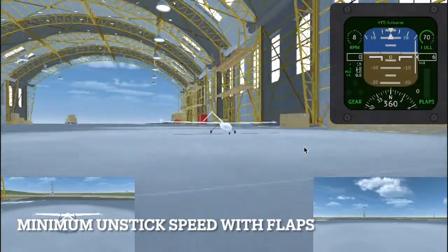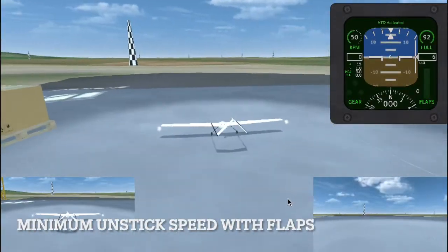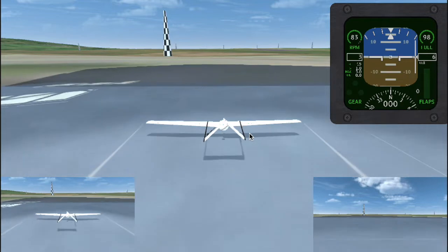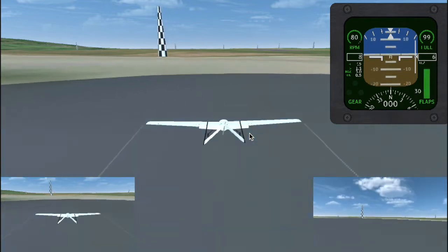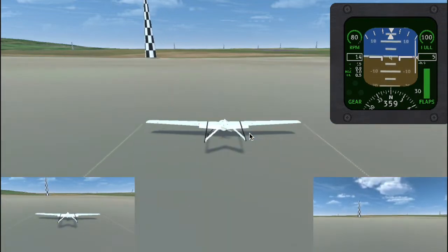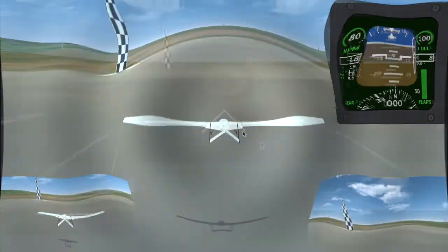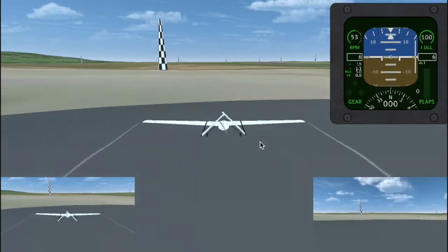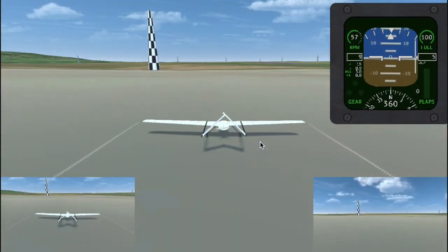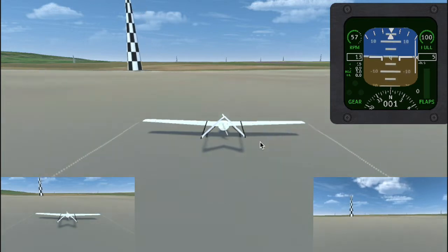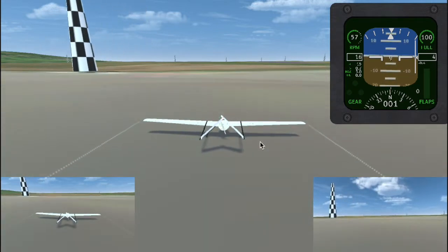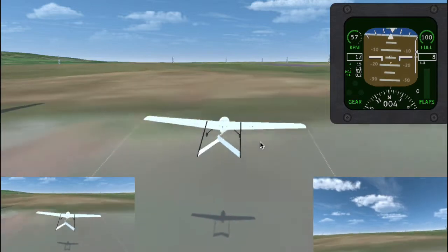Now moving on to the minimum unstick velocities. This is with flaps, so understandably it should have a lower minimum unstick velocity, which as we can see here is at 15 meters per second. Performing the same test without flaps this time should have a higher velocity, and it does so at around 17 meters per second.